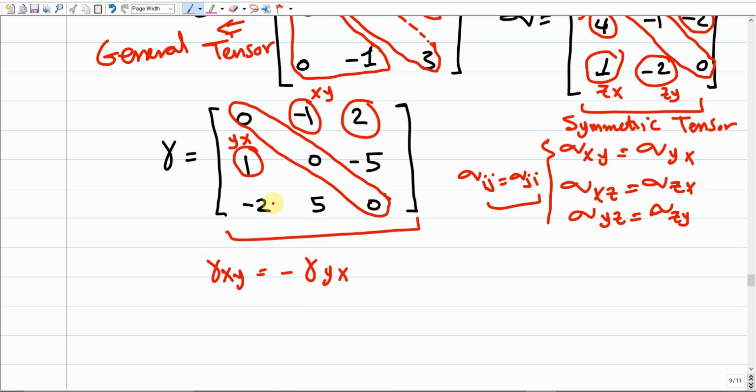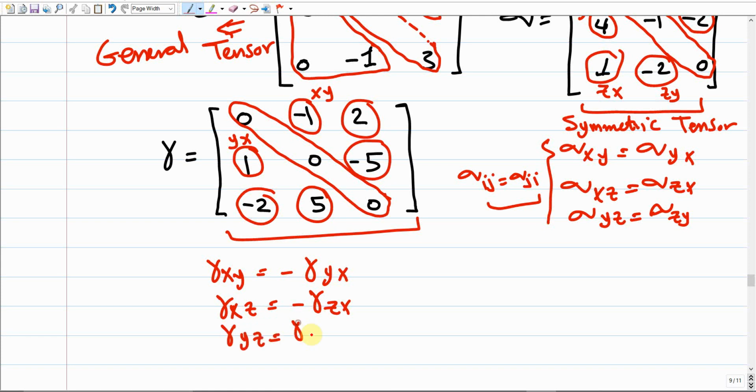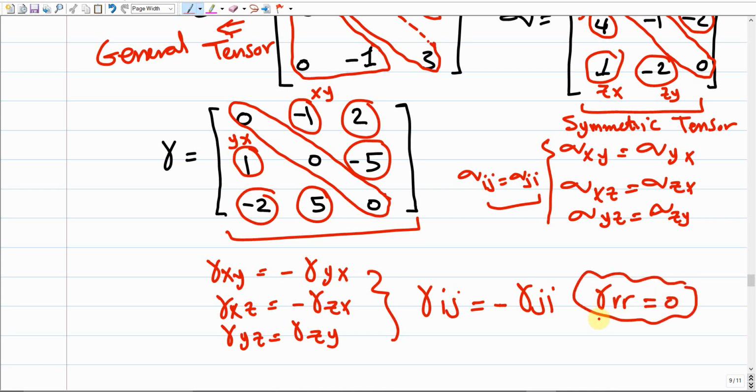And if you compare this term to this term, you're going to end up with the gamma xz equal to the negative gamma zx. And if you compare this term to this term, you're going to find that the gamma yz equals the negative gamma zy. This indicates that this tensor gamma ij equals the negative of gamma ji. It means that if you try to find the transpose, switching the indices, switching position, you should multiply by -1, and the gamma rr should be 0. So what does it mean that the gamma rr should be 0? This refers to the trace, to the diagonal. This is known as the trace of the tensor.